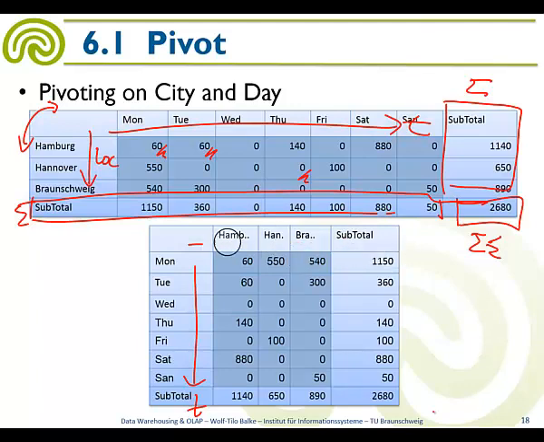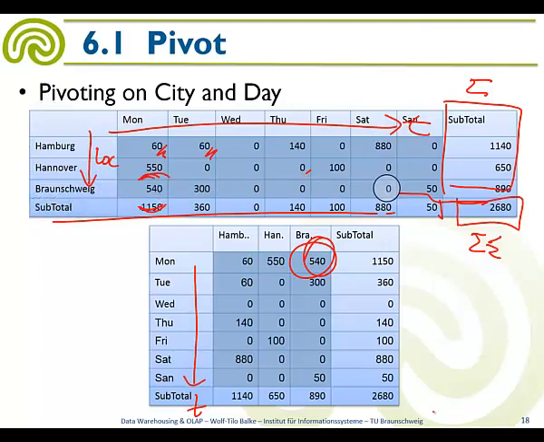Okay. The numbers, of course, stay the same. So if something was 540 here, after pivoting it will still be 540. You don't change the numbers. You don't change anything. You don't aggregate anything. This is not what pivoting does.